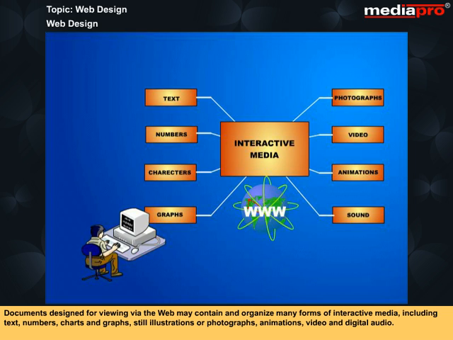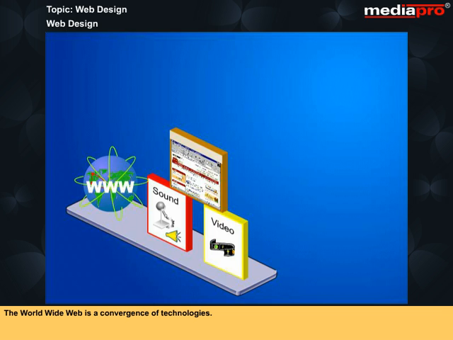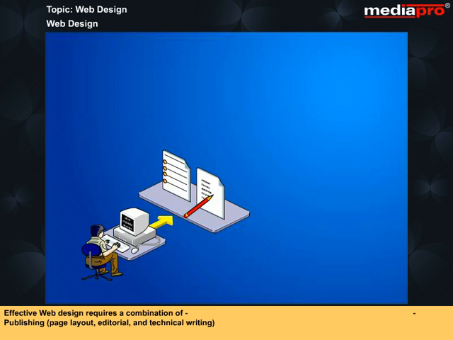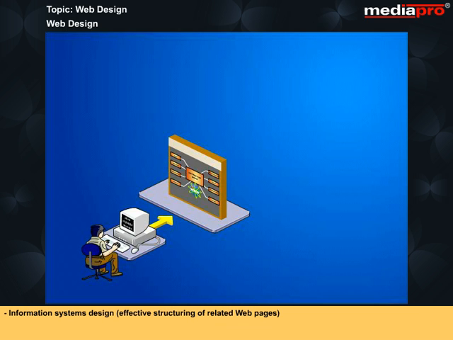Documents designed for viewing via the web may contain and organize many forms of interactive media, including text, numbers, charts and graphs, still illustrations or photographs, animations, video and digital audio. The World Wide Web is a convergence of technologies. Effective web design requires a combination of publishing, page layout, editorial and technical writing, information systems design, effective structuring of related web pages, and user interface design, images, concepts, characteristics, and sequence of interactions.